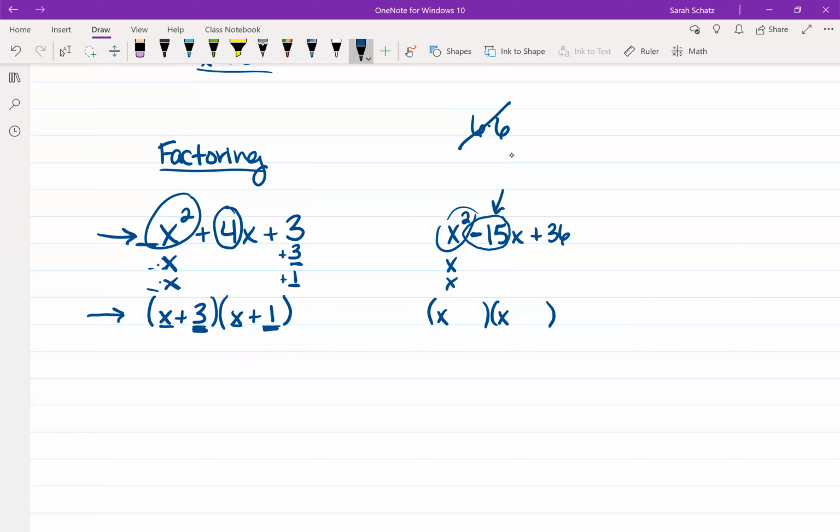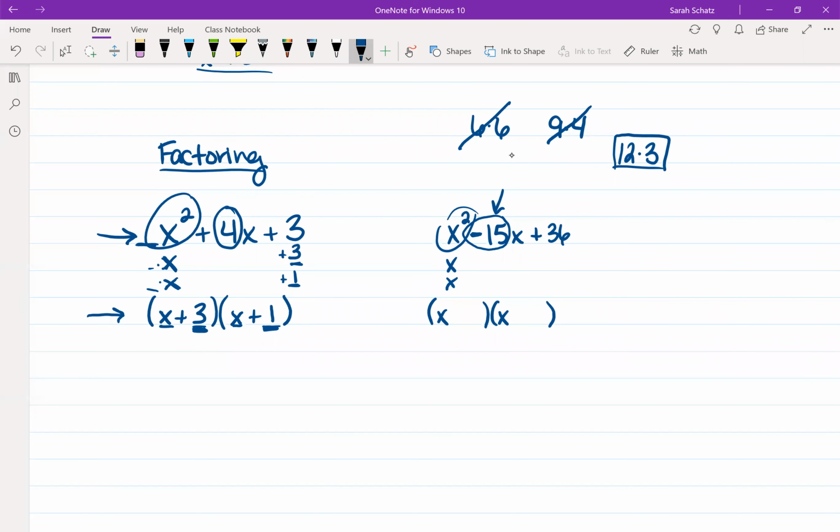What about 9 times 4? That's 36. So is 9 plus 4 15? No, 9 minus 4 isn't 15 either. So there's no combination of 9 and 4 that is going to get me that 15. So I'd say no, not 9 and 4. What about 12 times 3? These are factors of 36. And 12 plus 3 is 15. So you guys, I think I found my winner.